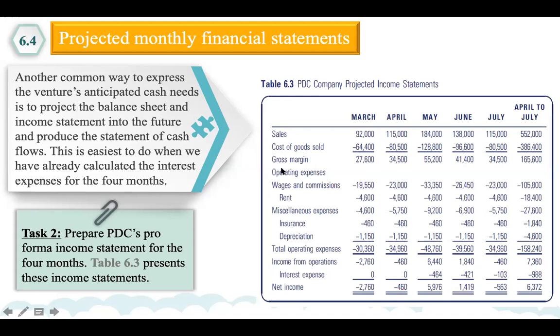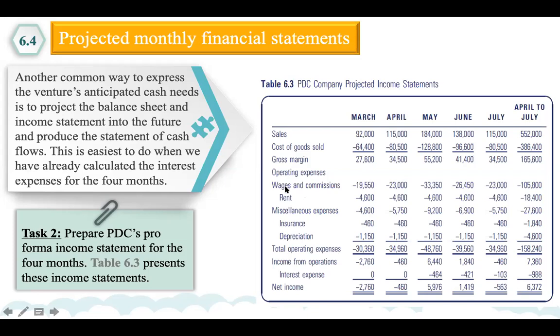Then we'll compute the operating expenses, which are wages and commissions, rent, miscellaneous expenses, and insurance, which is given to us as 64 each month. Then the depreciation, which is also given to us.